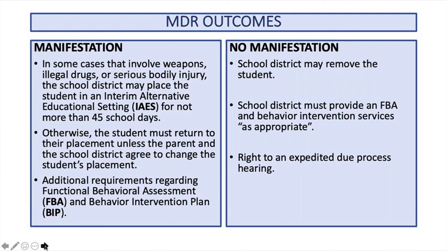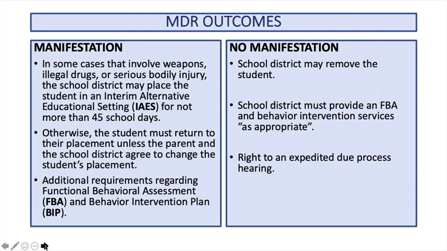So let's talk about the outcomes of a manifestation determination review. If there is a manifestation, then there can be some cases that involve weapons, illegal drugs, or serious bodily injury, where the school district may still place that student in an interim alternative education setting for not more than 45 days. That's often still a much better outcome than expulsion. Otherwise, the student has to return to their placement unless the parent and the school district agree to change the student's placement. So you could have a scenario where everyone agrees it was a manifestation, nonetheless they feel that placement is inappropriate and they agree to change it to a different placement, maybe a certain type of program, for the purpose of benefiting that student, but not as a disciplinary punishment. Again, that's not the same as expulsion.